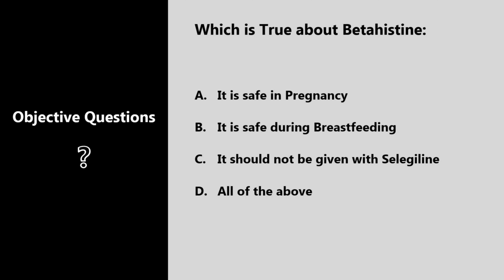Monoamine oxidase is involved in the breakdown of histamine. If monoamine oxidase is inhibited, it can lead to the accumulation of histamine. Therefore, monoamine oxidase inhibitors such as selegiline and safinamide may increase the action of betahistine. So, please avoid these medications due to known drug interactions. Remember, selegiline and safinamide both are antiparkinsonian drugs. So, the answer is option C. It should not be given with selegiline.